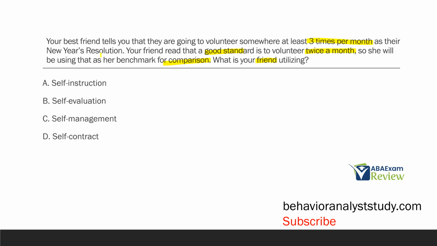It isn't self-management, or more specifically, it's self-evaluation. Self-management could be much more broad. Self-evaluation is the more specific answer given the context here. And then it isn't a self-contract. Your friend did not enter into a contract with herself. What your friend is doing is evaluating herself against this prior standard. B is the best, most specific answer.